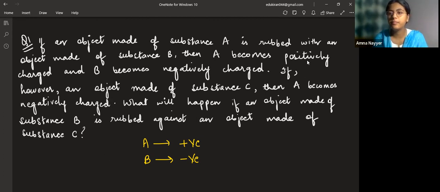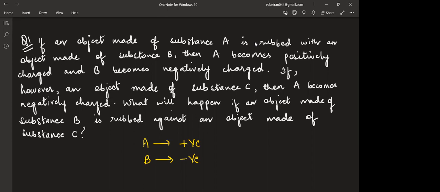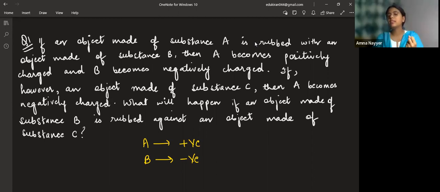Tell me this. If A is positive, then A would have lost its electrons or it had gained some electrons? If it gains, it will become negative. If a body is positive, it means it has lost electrons. Loss of electrons leads to the formation of a positive body, no? So here also, what will happen? If A is positive, B is negative. It means from A, electrons have moved into B. That's why this is negative now and this is positive.